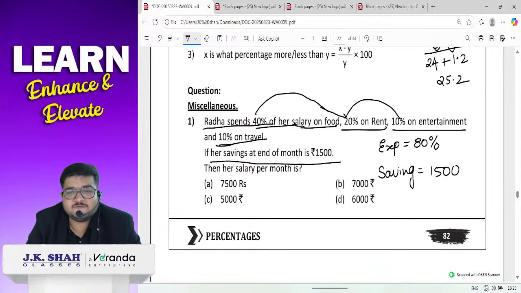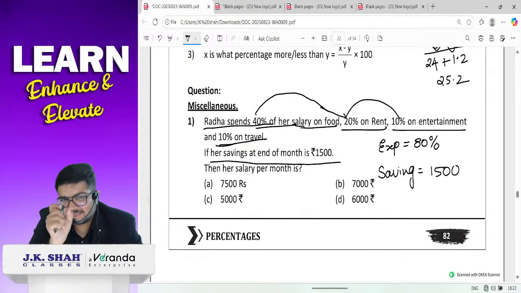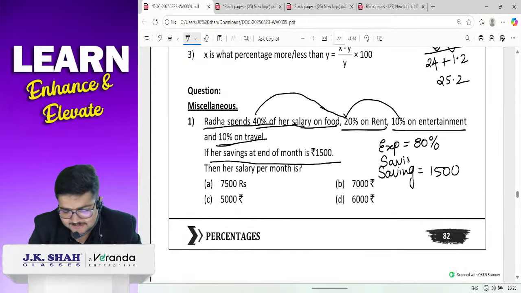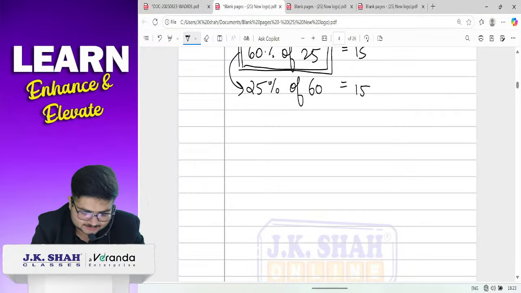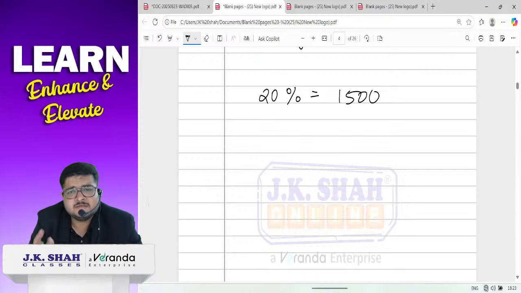So tell me, if the value of 1500 is savings, can you tell me the percentage of savings? Sir, if 80% are expenses, then savings will be 20%. Common sense, na? Use your common sense. But sir, savings is 1500. But sir, savings is 20%. That means 20% is 1500. Both are savings, right? One in percentage, one in rupees.